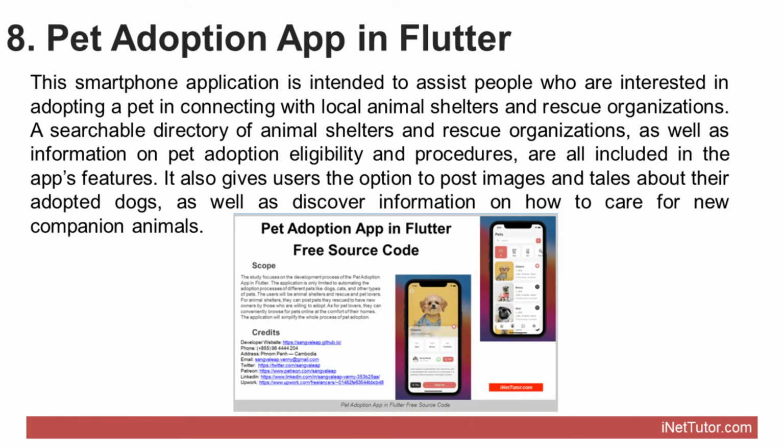This smartphone application is intended to assist people who are interested in adopting a pet and connecting with local animal shelters and rescue organizations. A searchable directory of animal shelters and rescue organizations, as well as information on pet adoption eligibility and procedures, are all included in the app's features. It also gives users the option to post images and tales about their adopted dogs, as well as discover information on how to care for new companion animals.